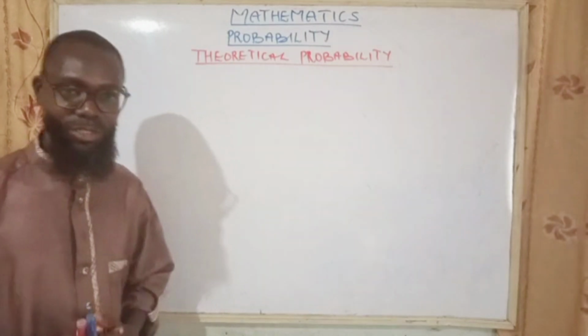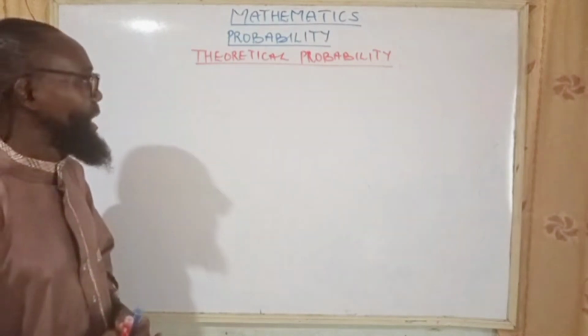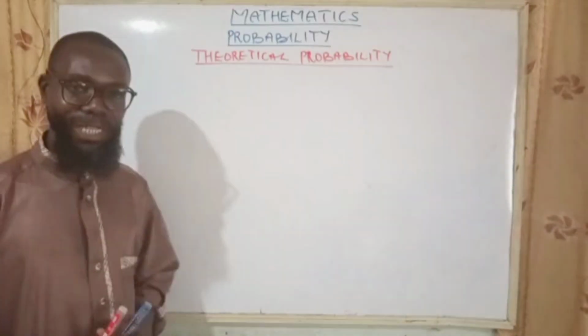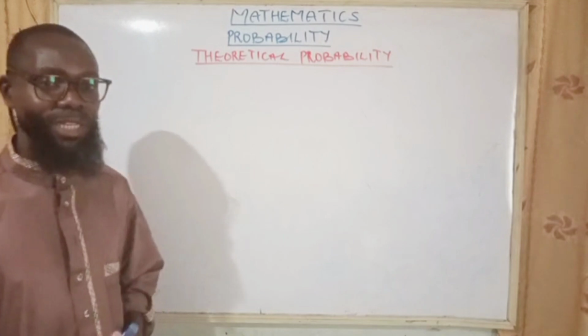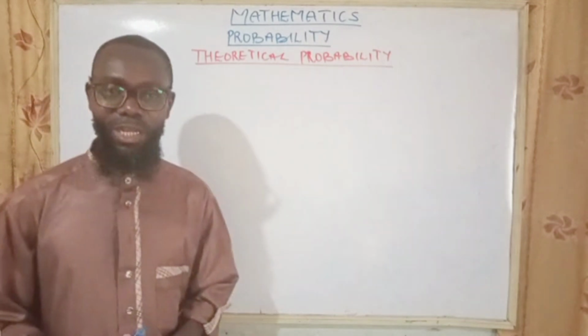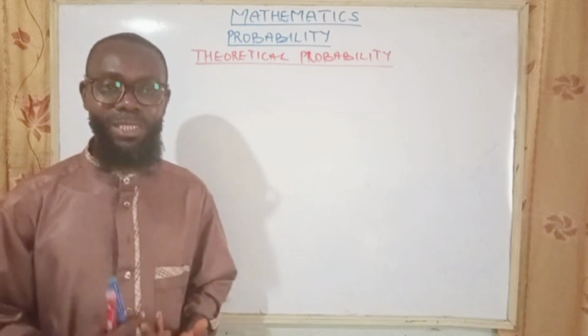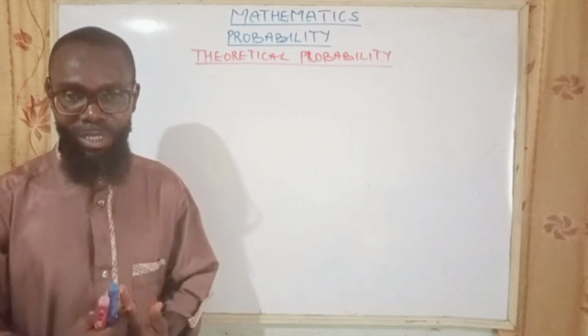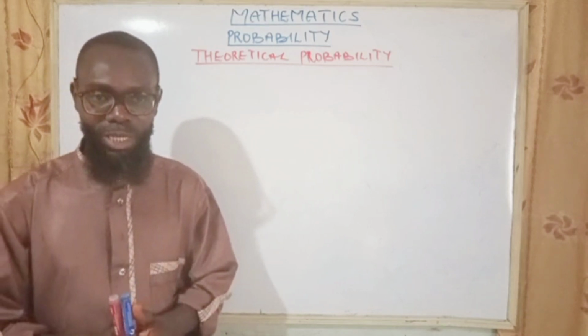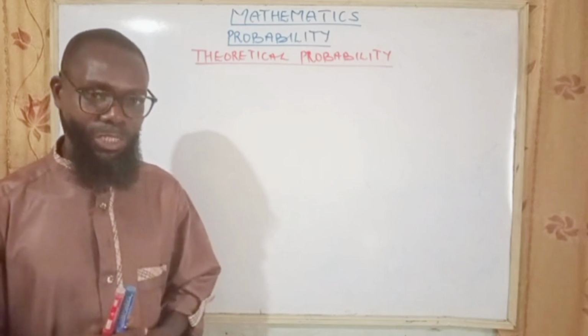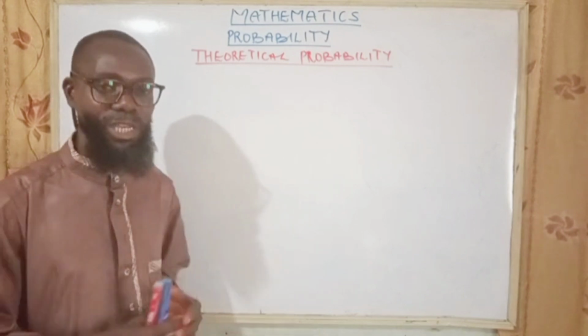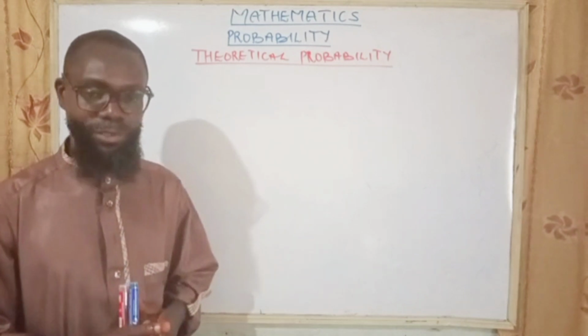Theoretical probability is what we are going to be discussing today. The word theoretical means a probability that is based on an assumption, that is, no experiment is being performed for it. It is based on an assumption. So how do we go about this? Let us now buttress this using various examples.